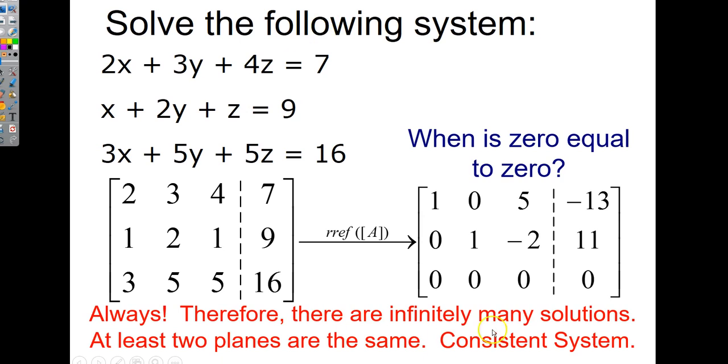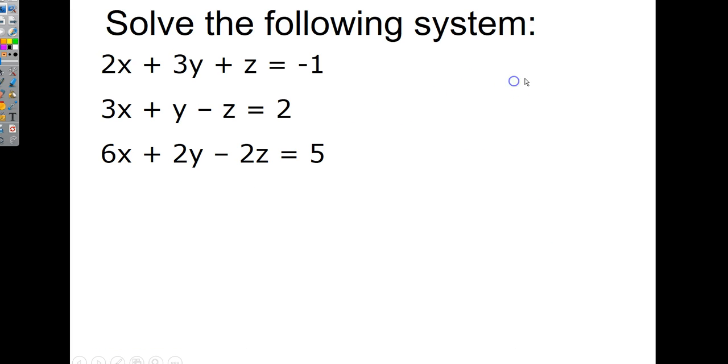Therefore, there are infinitely many solutions. At least 2 planes are the same, and it's a consistent system. The reason that it says planes is because it's X, Y, Z. It's not just a line. It's actually a 3-dimensional plane.